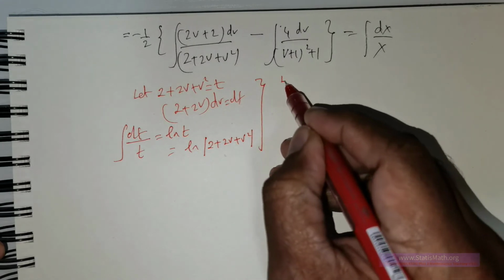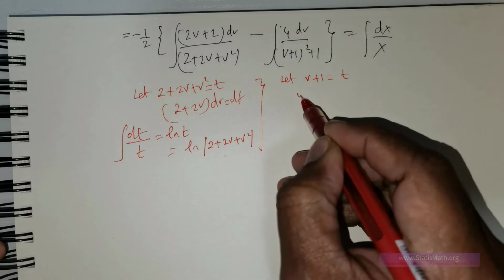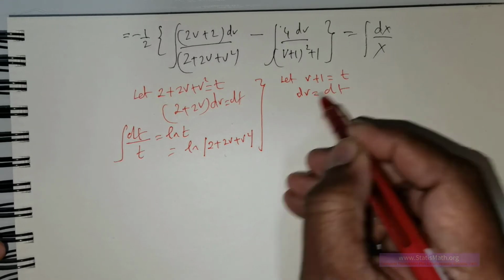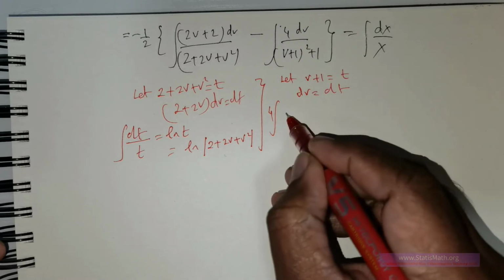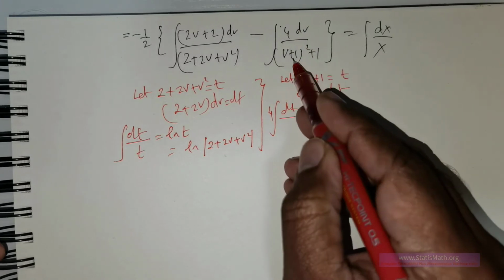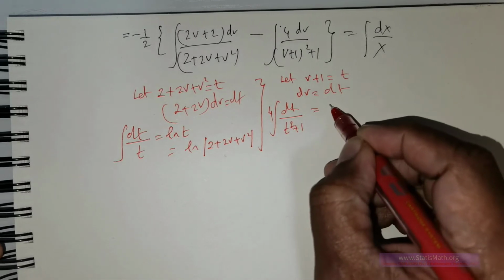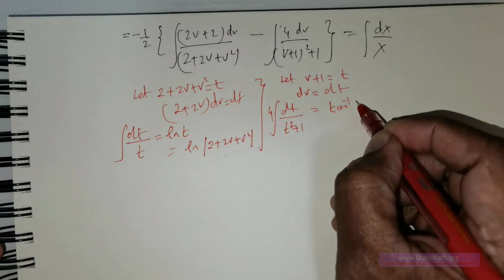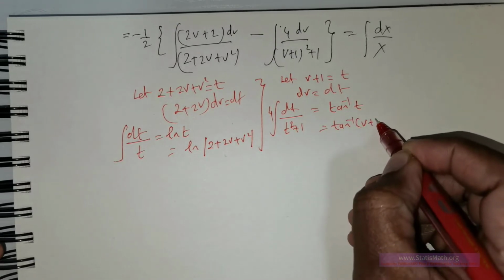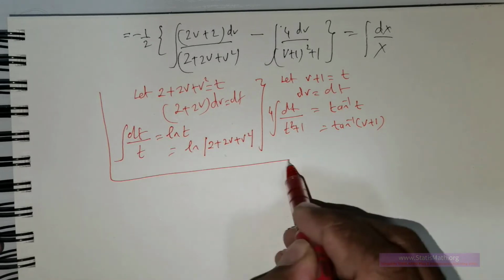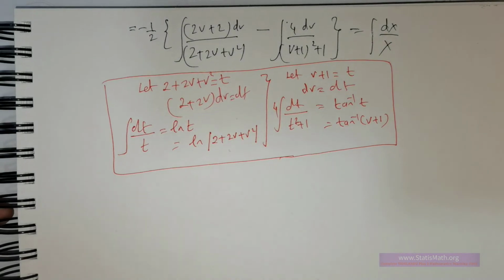Now for this, let v plus 1 be equal to some t. So this means dv will be equal to dt. So 4 times this integration, in place of dv it's going to be dt, divided by, in place of v plus 1, t squared plus 1. This is nothing but tan inverse of t, which is rewritten as tan inverse of (v plus 1). So you can box this just to show the examiner that you know what you're doing.